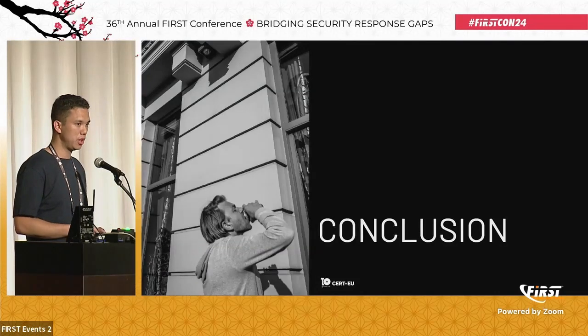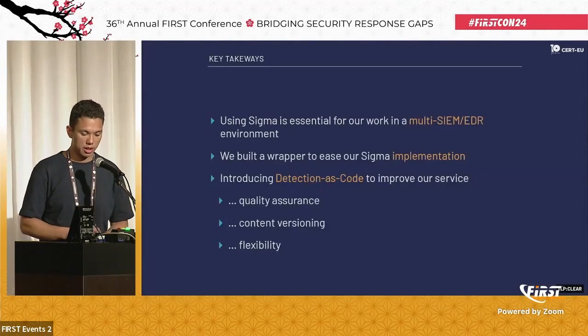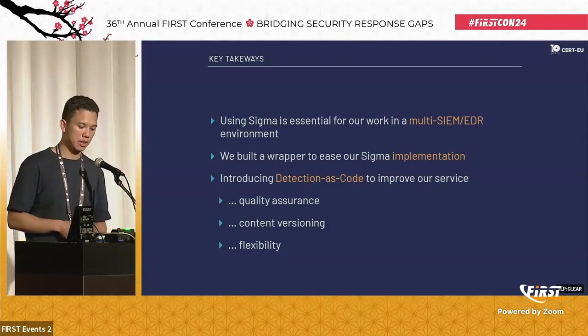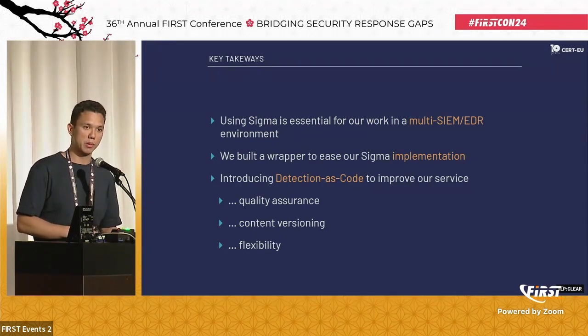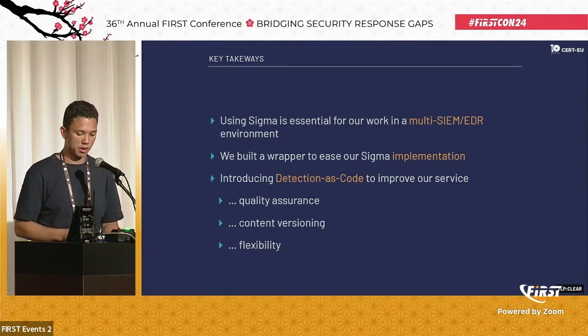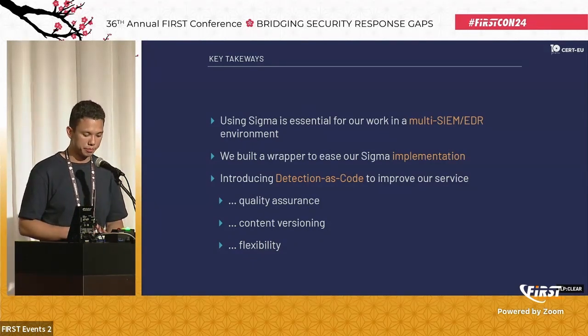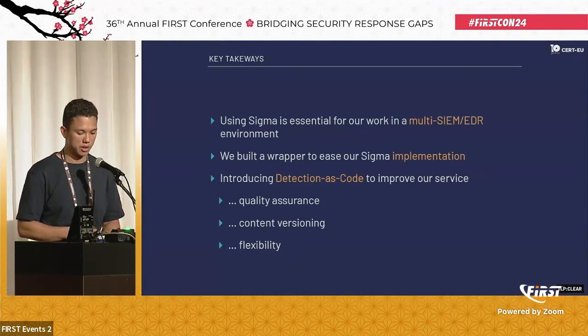So now we head to the conclusion of this talk. Using Sigma for us is critical. It allows us a vendor-agnostic approach to avoid lock-in by one of the SIEM and EDR vendors, so we are able to move from one SIEM to another. And as we work with multiple SIEM and EDR, it is quite handy for us to use Sigma. We built a wrapper for that, which I presented earlier, that should ease that process.